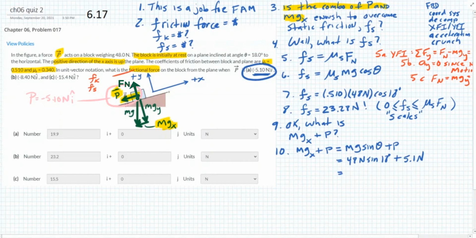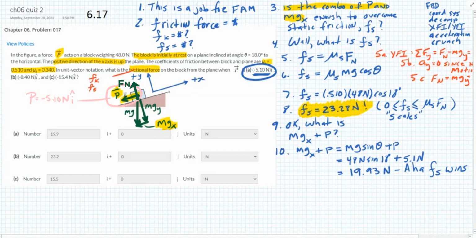I have 48 times sine of 18 plus 5.1. I have 19.93. So I win. Static friction wins. So, aha, big moment. F sub S wins. Okay, so you know what it means, because this is a great story to tell. Fascinating too. I can cough up, if needed, 23.28 newtons of static friction.